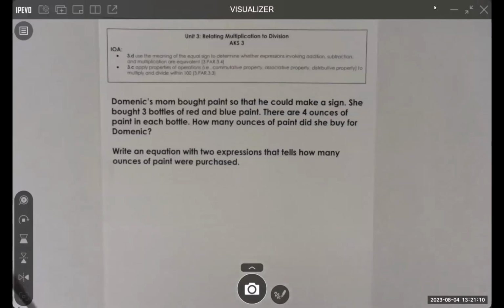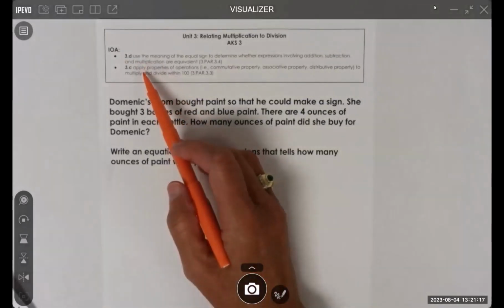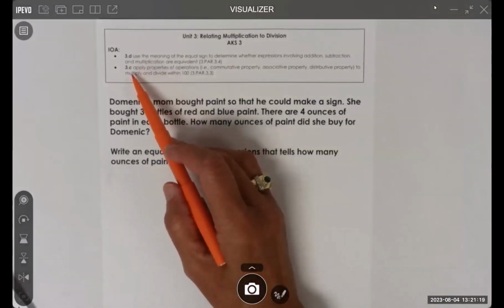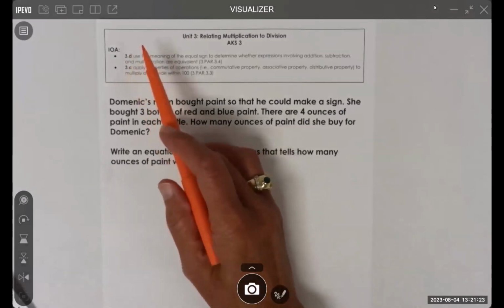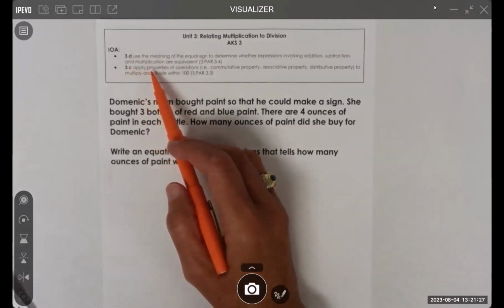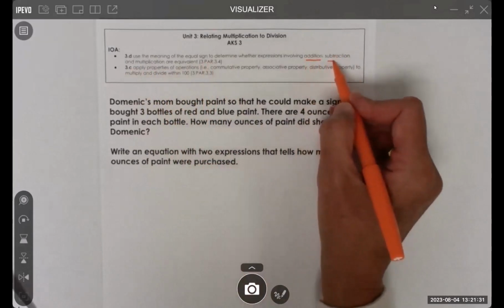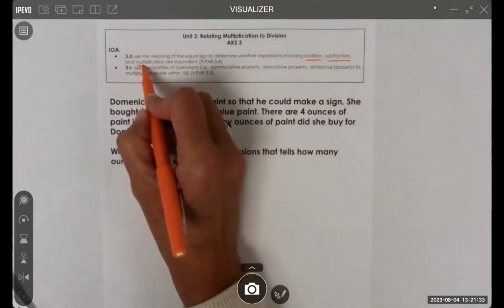Hi, third grade teachers. We are going to dig into IOA 3D. We touched on this IOA in Unit 2, along with 3C, our properties IOA. IOA 3D is anchored in determining the equivalency of expressions involving addition, subtraction, and multiplication.